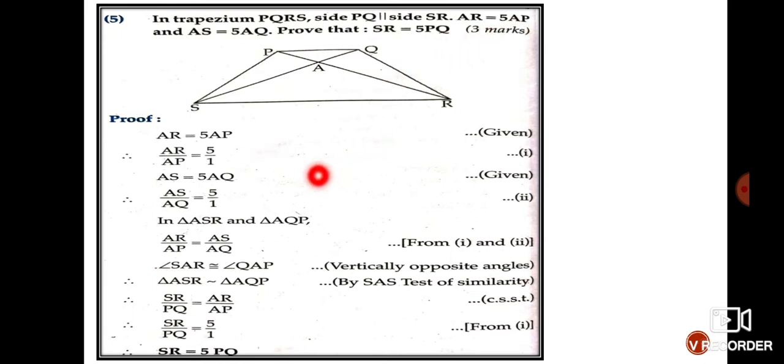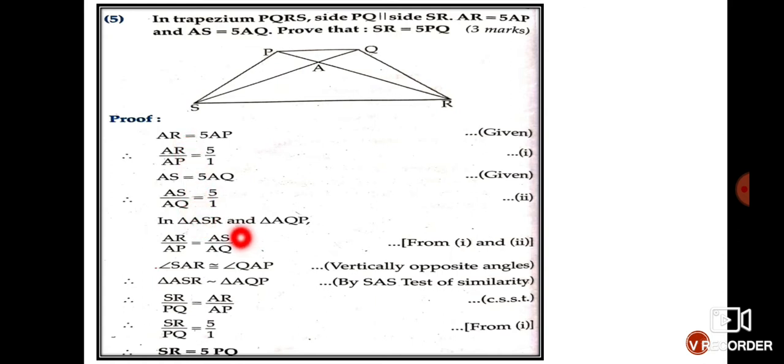To start with, we have AR is equal to 5 AP. So what we do is you bring this AP down. So you have AR upon AP is equal to 5 upon 1. And you have AS is equal to 5 AQ. That is also given over here. So you will bring this AQ down in the denominator. So you have AS upon AQ is equal to 5 upon 1. So you have the corresponding sides of the two triangles.